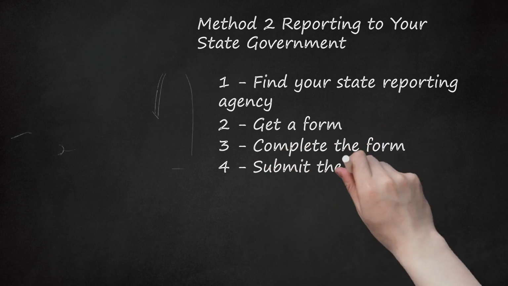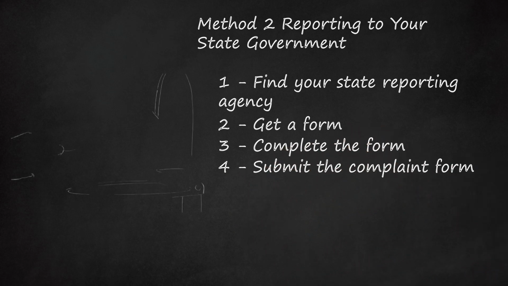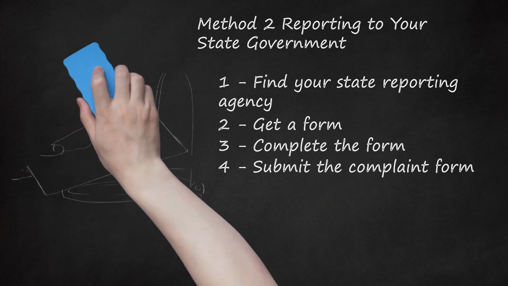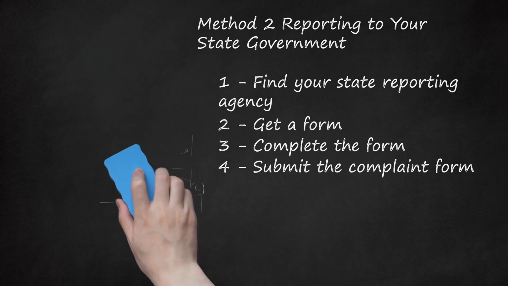4. Submit the complaint form. Make a copy of the completed complaint for your records. Then mail the complaint to the address listed on the complaint form. You can mail it certified mail, return receipt requested so that you will know when the agency has received it. You should also include helpful documents, such as a recent payroll check or stub, as well as a copy of your employment contract, if you had one.